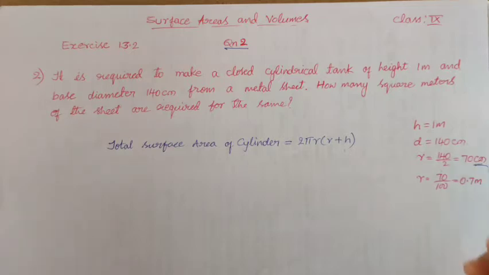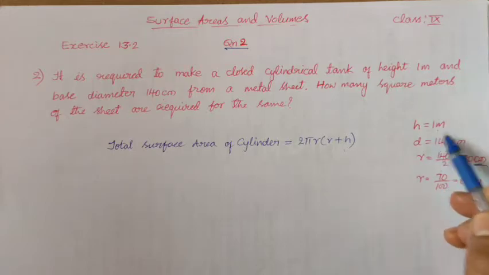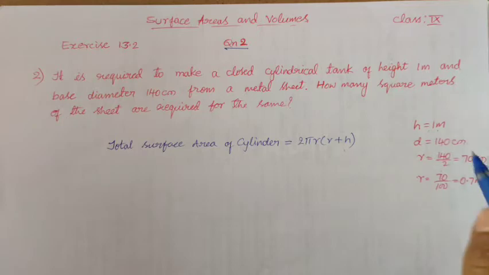So this is in 70 centimeter, and this is in meter. Here we have to convert the centimeter into meter, because both the terms should be in meter. That's why you can convert this 70 centimeter into meter. So how to make the centimeter into meter?